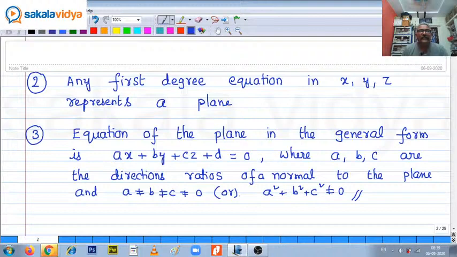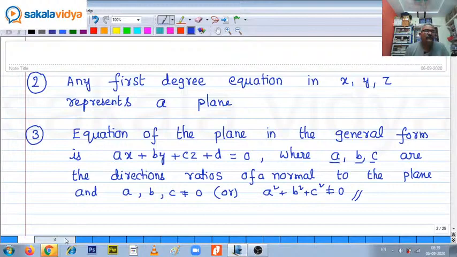Provided the condition here, a, b, c may be equal, but they should not be equal to 0. So a, b, c do not equal 0, or a square plus b square plus c square does not equal 0. Simultaneously, a, b, c will not become 0. So that is the equation of the plane, whereas these a, b, c are the direction ratios of the normal. Normal means perpendicular to the plane.